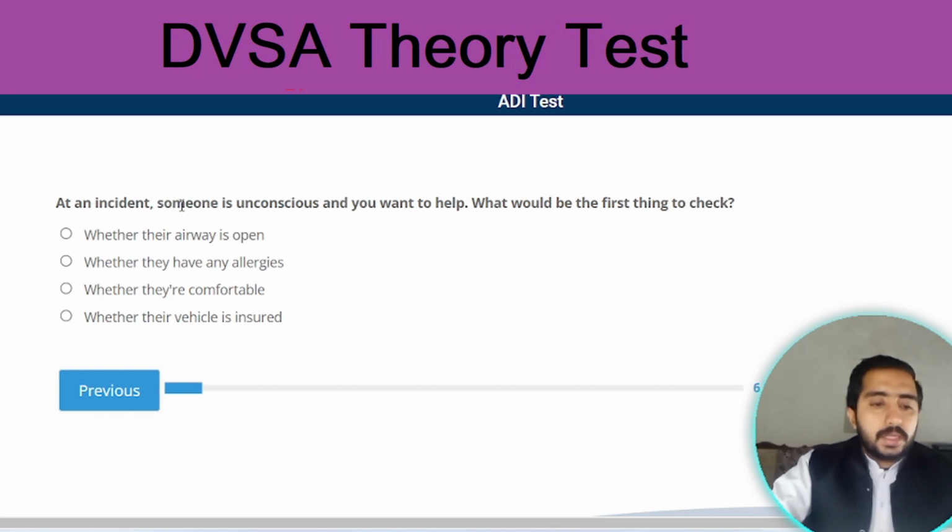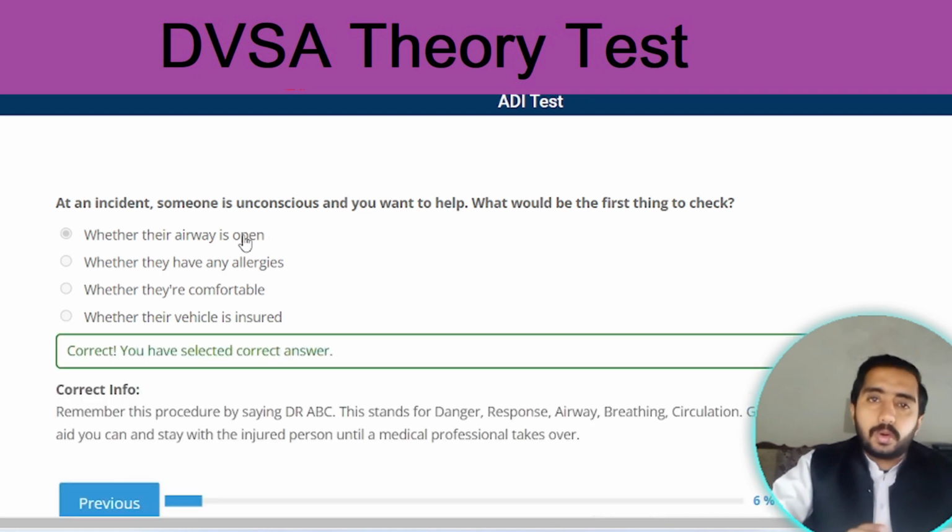At an incident, someone is unconscious and you want to help. What would be the first thing you need to check? You first need to check whether their airway is open or closed. Option A is the correct one.